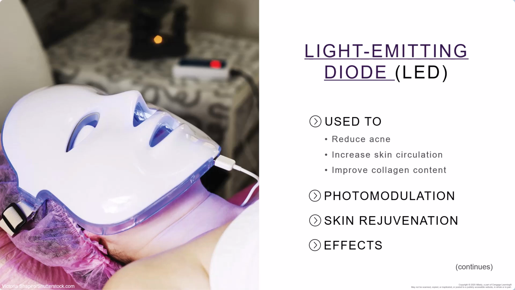So some of the effects of LED light, we have red light, which is going to be around 640 to 660 nanometers, and it increases cellular processes, boosts collagen and elastin production, stimulates wound healing.